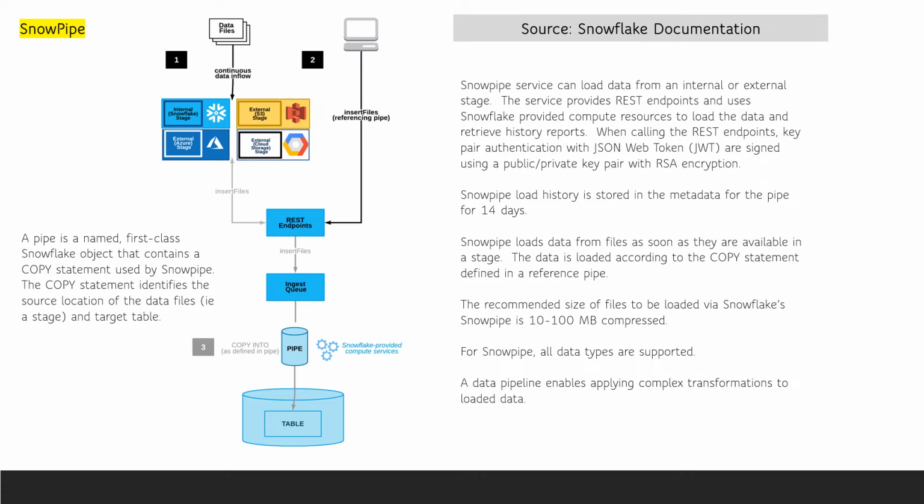Continuous loading using Snowpipe is an option that is designed to load small volumes of data and incrementally make them available. Snowpipe loads data within minutes after files are added to an internal or external stage and submitted for ingestion. An important distinction is that Snowpipe uses compute resource provided by Snowflake rather than user-managed virtual warehouses. All data types are supported for Snowpipe, and the Snowpipe load history is stored in the metadata for the pipe for 14 days.